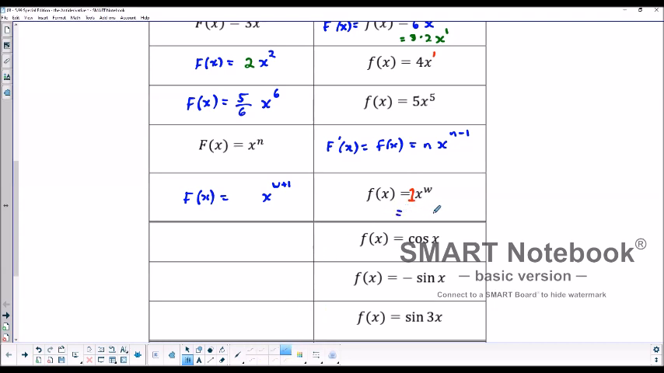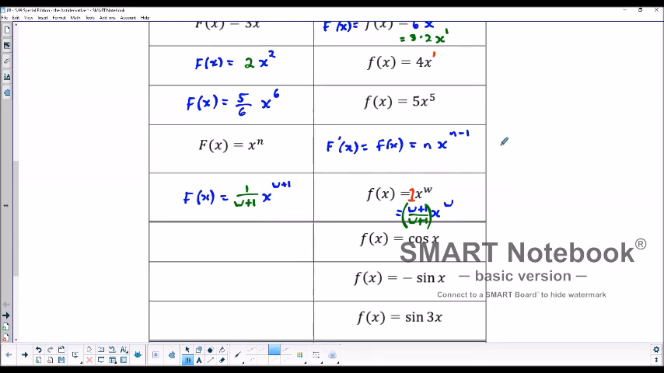Well, if we know this is x to the power w plus 1, we know that w plus 1 will be multiplied down in front. But in order to get a 1 there, there has to already be a w plus 1 in the numerator. So w plus 1 over w plus 1 equals 1. So what we have to do over here is make sure that there's a 1 over w plus 1 in the coefficient, and that will negate this w plus 1 when it comes down in front.